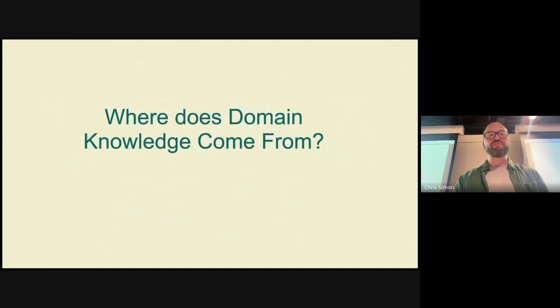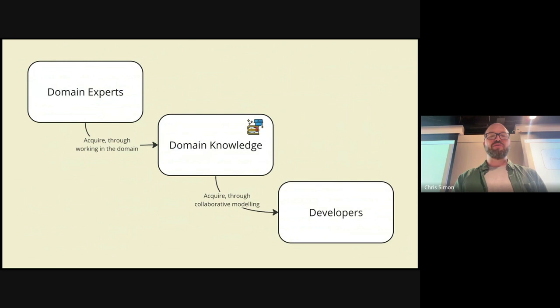So now we're going to apply all of that open socio-technical systems theory to domain knowledge and to the acquisition and maintenance thereof. Often people have this kind of linear flow, particularly if you've not engaged with the domain-driven design literature. You have this sort of waterfall-y model. There are domain experts, they acquire domain knowledge through working in the domain, and then they pass it on to developers.